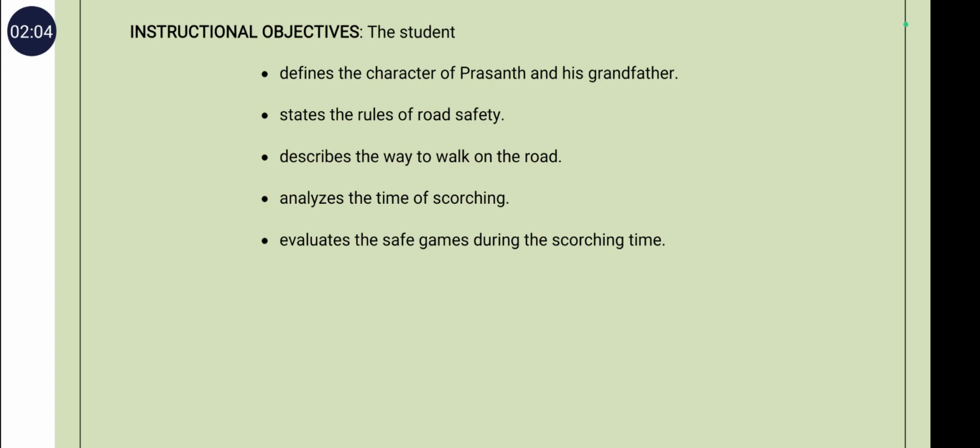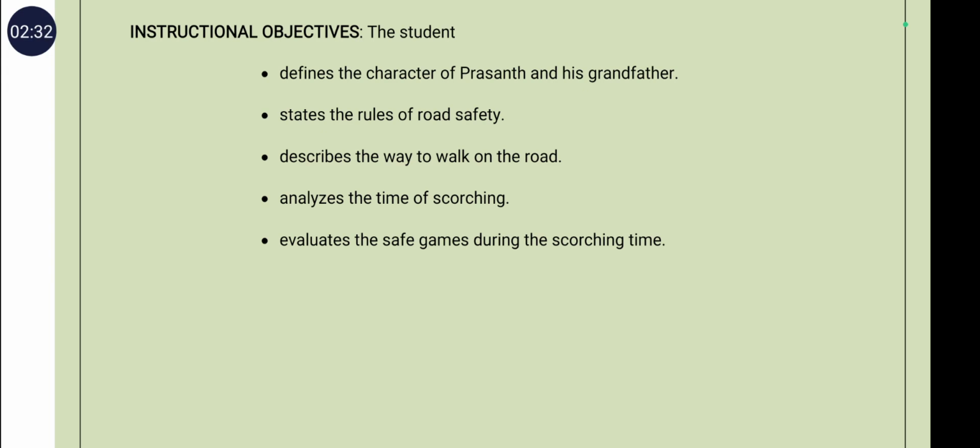Now I have given 5 different objectives here, and please make a note that all the objectives have been started with a verb. In the first line, next to the words instructional objectives, I have mentioned that the student must, okay? And after that you have to list out the different objectives, and here I have given 5 different objectives. And following that, the third page.